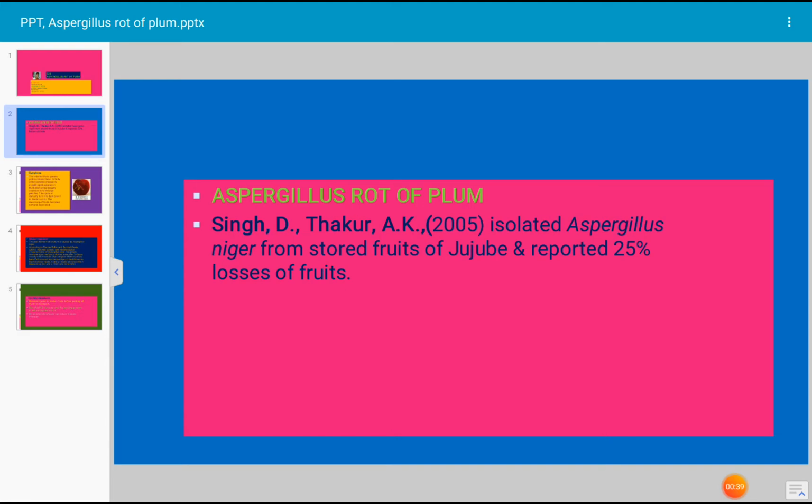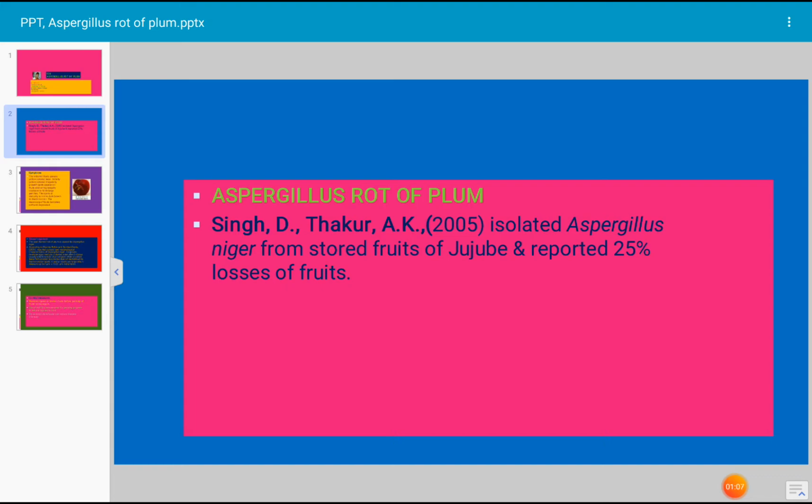In 2005, Singh and Thakur, plant pathologists, isolated Aspergillus niger from stored fruits of jujube as well as plum, and several types of fruits which are available in the market get infected by Aspergillus. According to them, they have reported 25% loss of fruits.